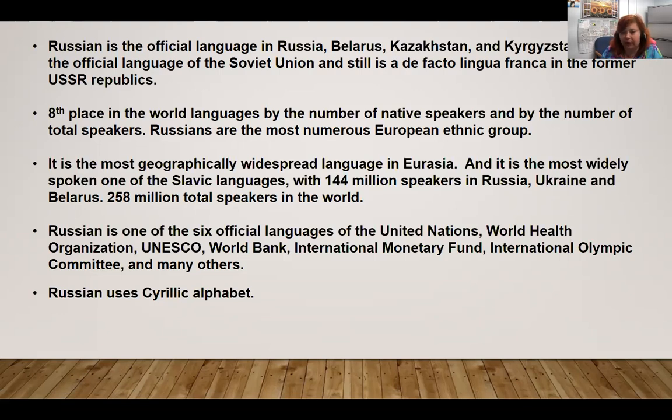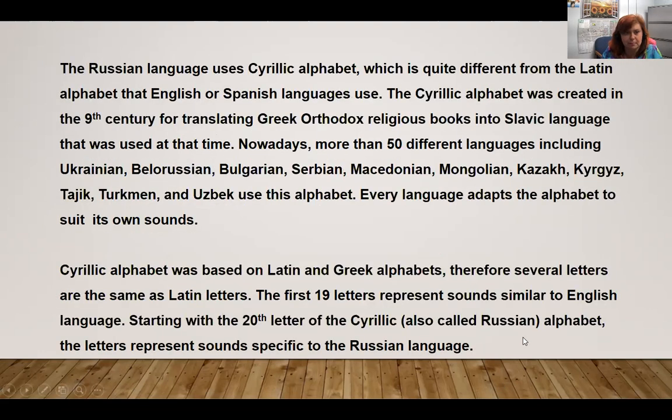Russian uses the Cyrillic alphabet. Sometimes this alphabet is called the Russian alphabet. The alphabet is the same for a lot of different national languages, such as Ukrainian, Belarusian, Bulgarian, Serbian, Macedonian, Mongolian, Kazakh, Kyrgyz, Tajik, Turkmen, and Uzbek. Also, some of these nations started using the Latin alphabet for their languages. So totally more than 50 different languages use the Cyrillic alphabet.